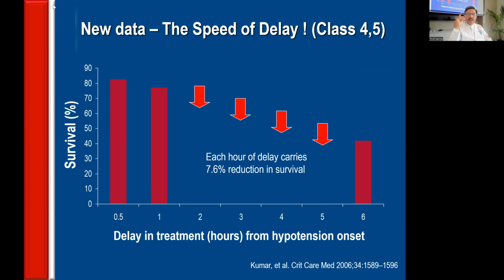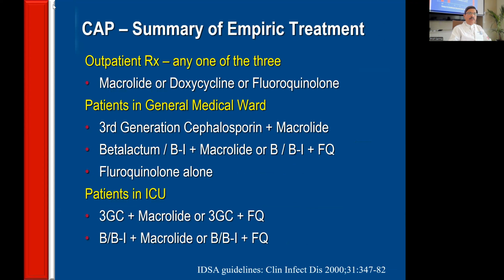So the message is about the delay in hours from the onset of hypotension or any other signature of class 4 or 5. Whenever you have a class 4 or 5 patient presenting with hypotension, you must start the antibiotic, at least 2 drugs: one beta-lactam, one fluoroquinolone, preferably parenteral, or a beta-lactam and macrolide, preferably parenteral. Saves lives. So this slide has a wonderful message, and it should change the way we practice medicine. Okay.